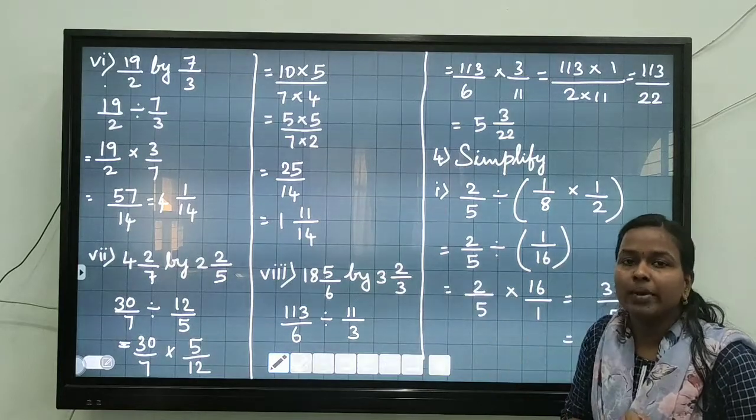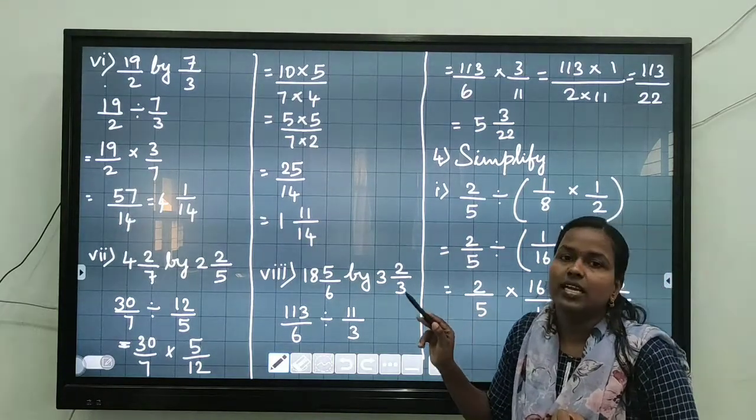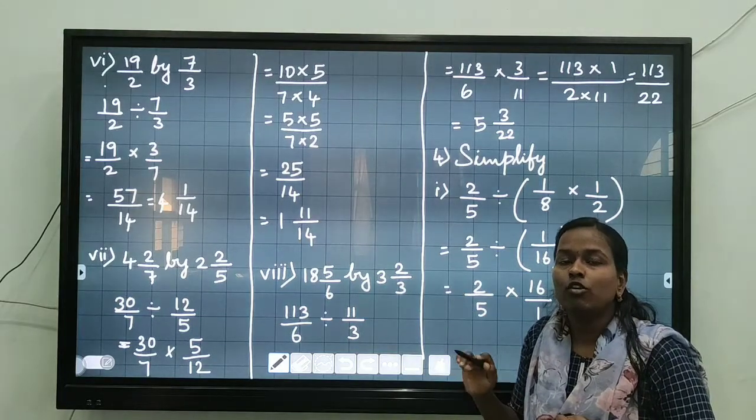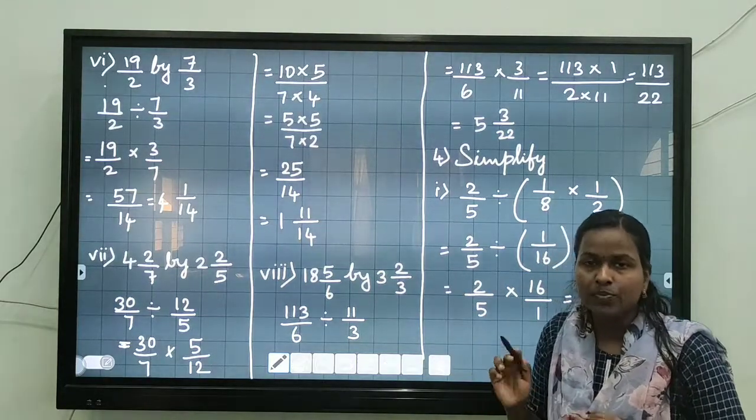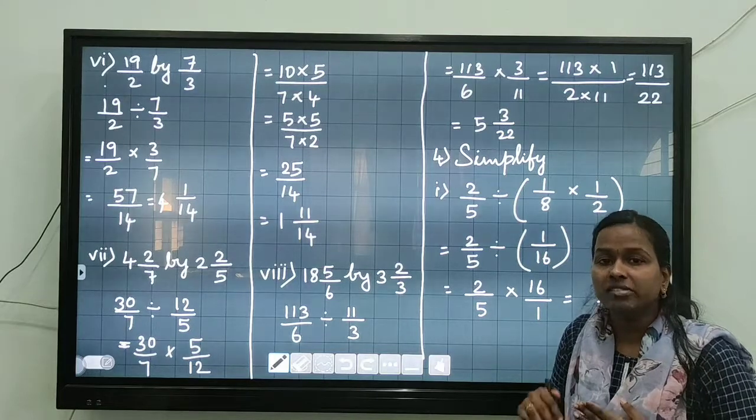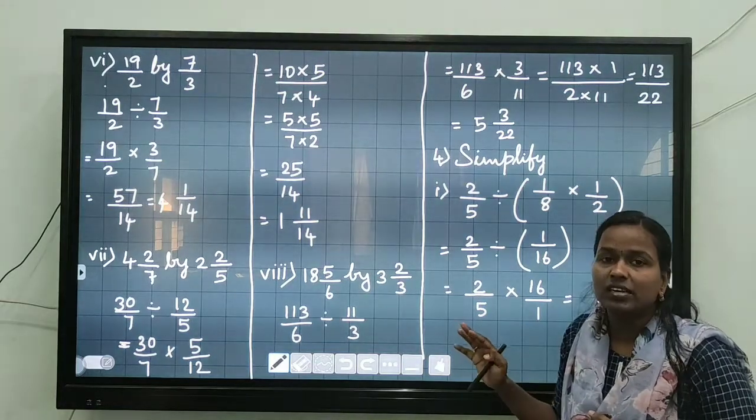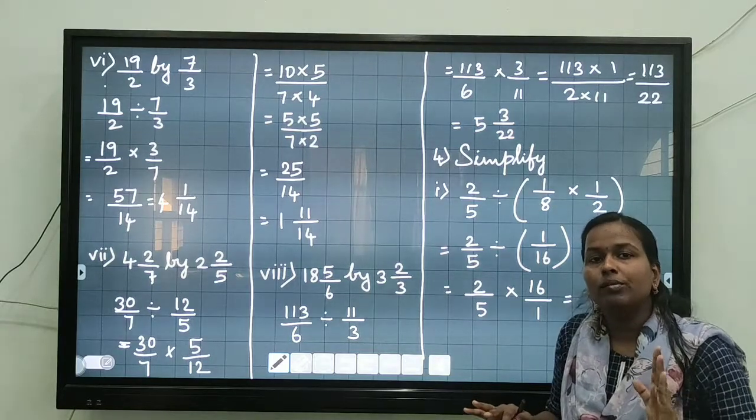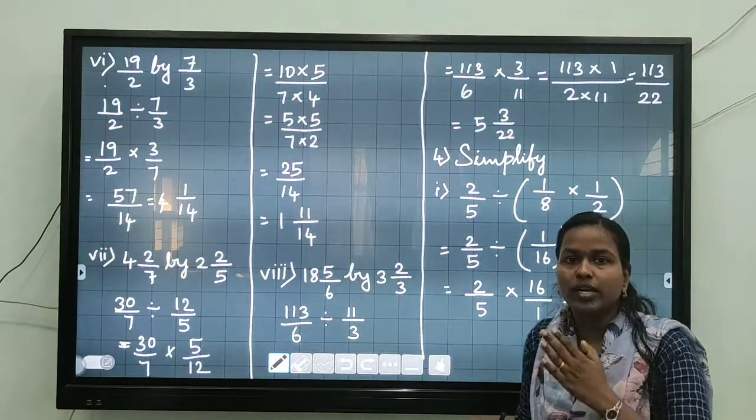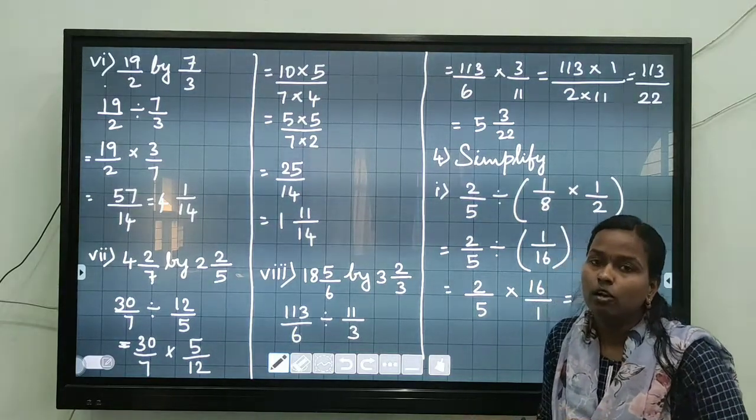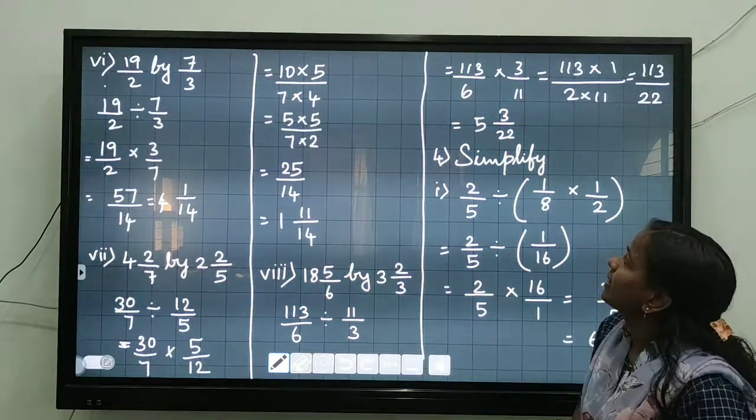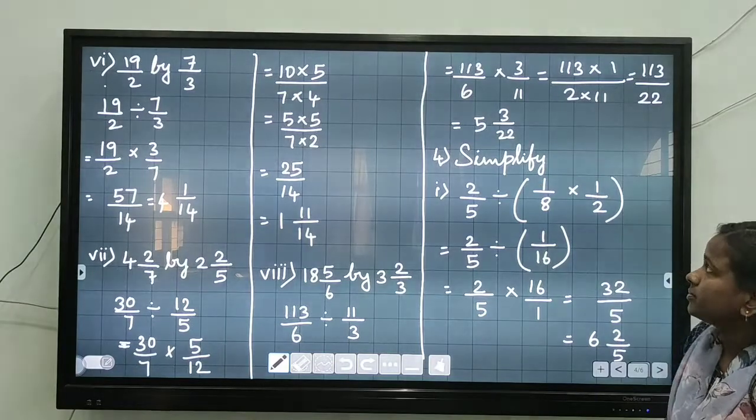First you have to change the by as division. Then you have to write the remaining term as it is. Then the next step you have to change the division as multiplication and you have to find the reciprocal of the second term. If any common factor is there, you have to cancel that one. If there is no common factor, you have to multiply numerator by numerator and denominator by denominator and you will get the answer. Next one is fourth part.